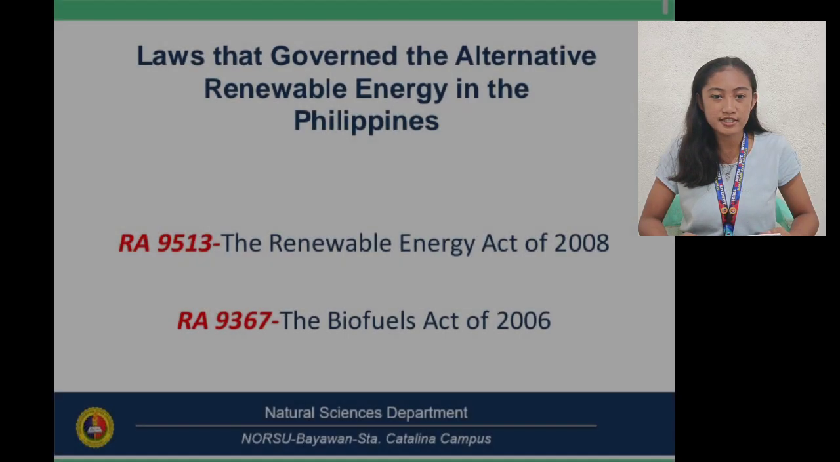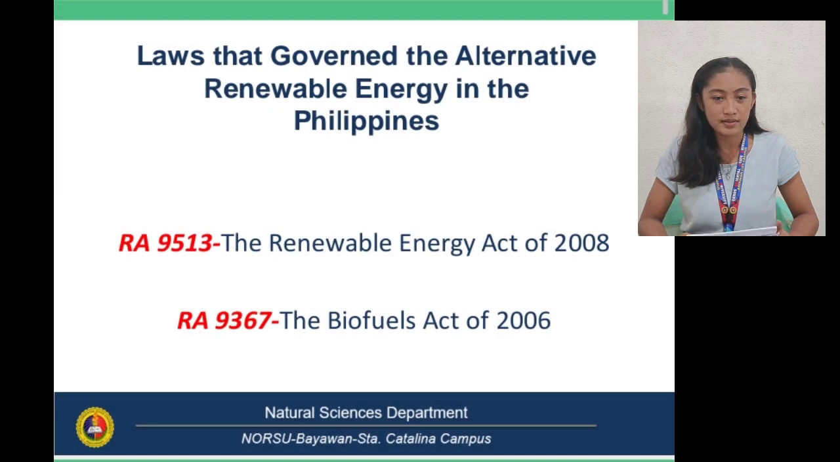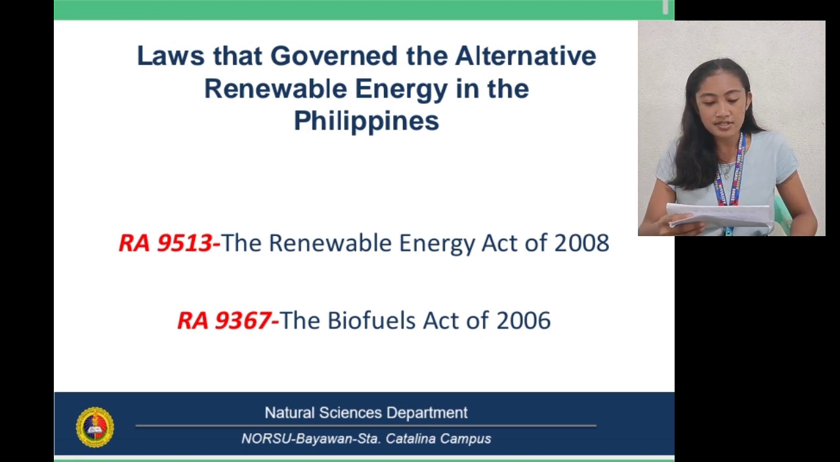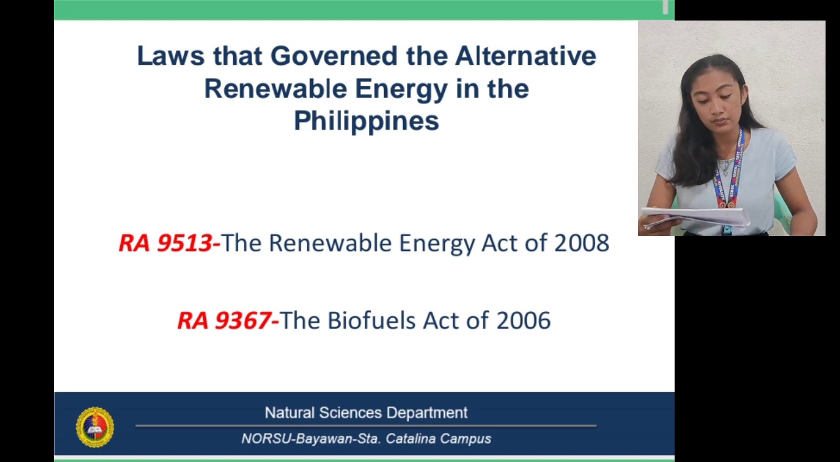Laws that govern alternative renewable energy in the Philippines. First, Republic Act 9513, the Renewable Energy Act of 2008. This established the framework for the accelerated development and advancement of renewable energy resources and the development of strategic programs to increase its utilization. And second, Republic Act 9367, the Biofuel Act of 2006, mandates that all liquid fuels sold in the Philippines contain a locally sourced biofuel component.